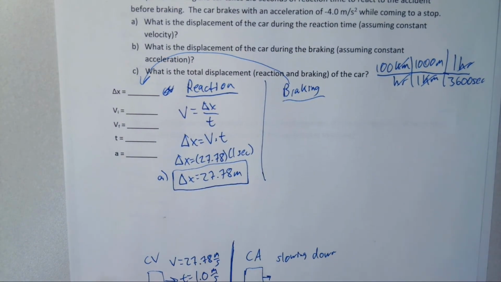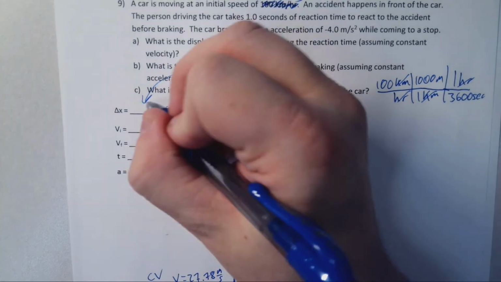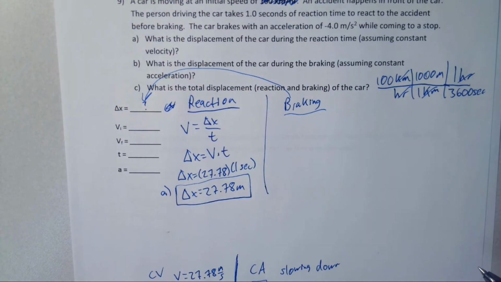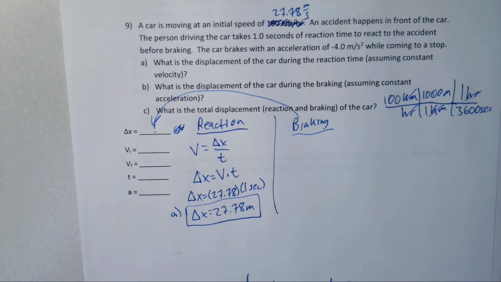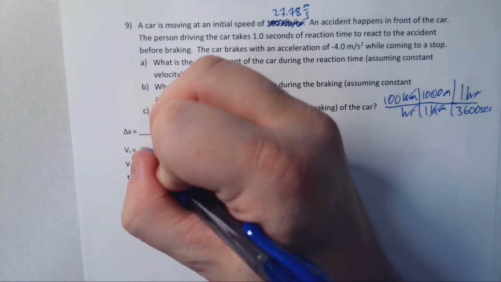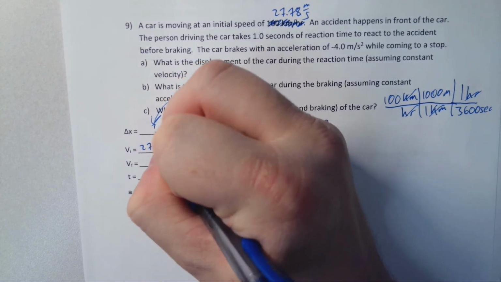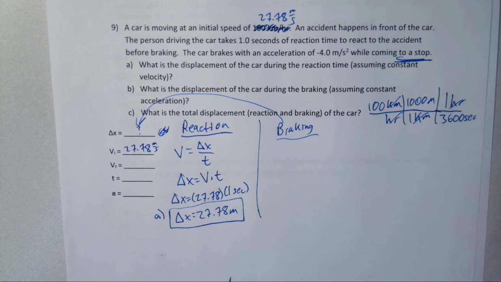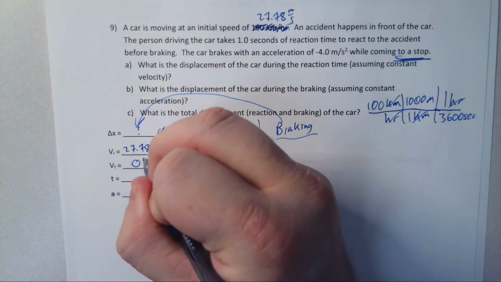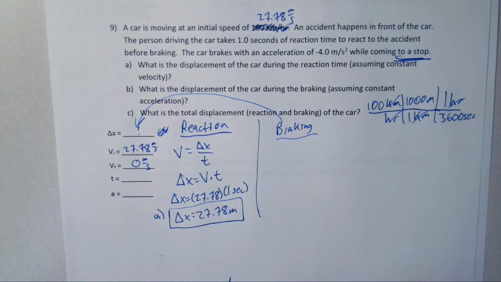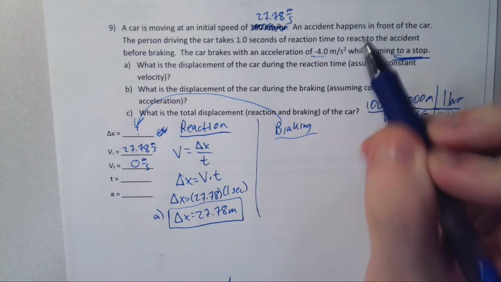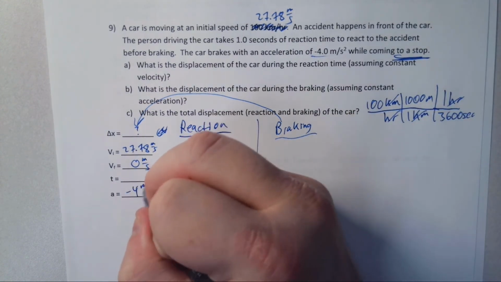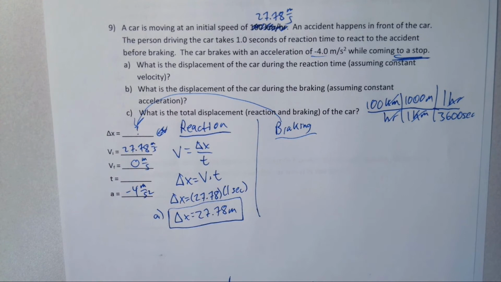So now we're dealing with this. We're trying to figure out what is this displacement. What's the initial velocity? Yep, 27.78. That's exactly how fast you were going before you hit the brake. It says that you're coming to a stop. Remember, 2 means the final, so that's 0. And they don't give us the time, but they do tell us the acceleration is -4, which is not really that severe of acceleration.